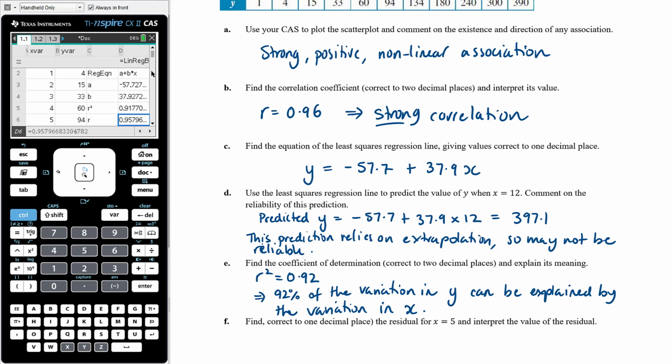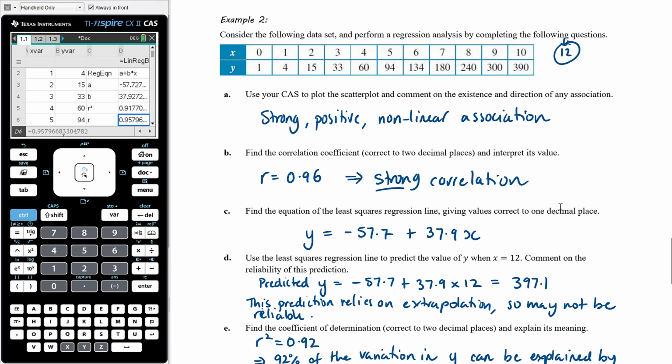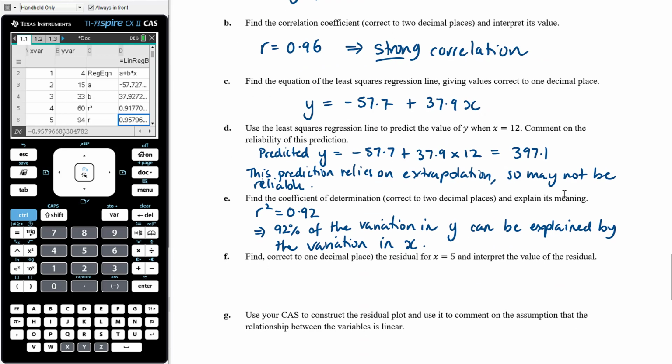Part F, find correct to 1 decimal place the residual for x equals 5 and interpret the value of the residual. Okay, so residual is actual minus predicted. So for x equals 5, in our data set, the actual value of y is 94. So we need to work out the predicted y. Predicted y is going to be using our equation: minus 57.7 plus 37.9 times 5.